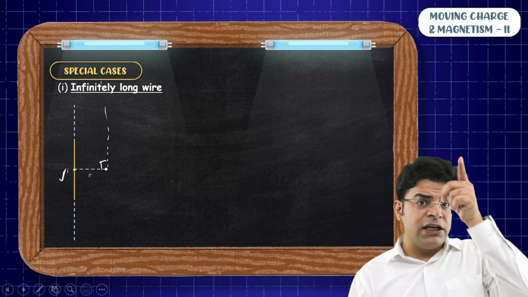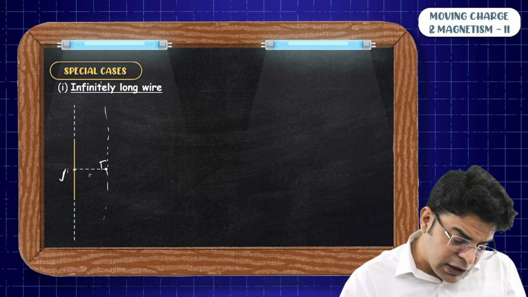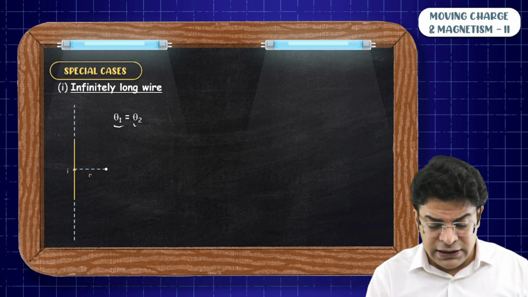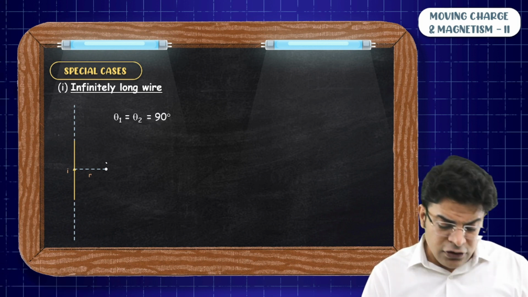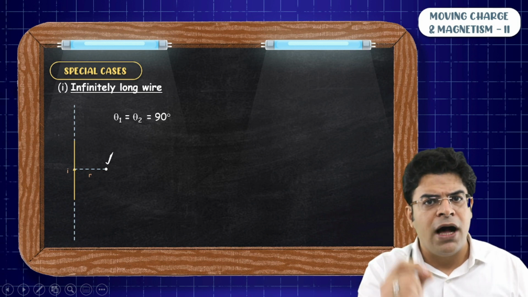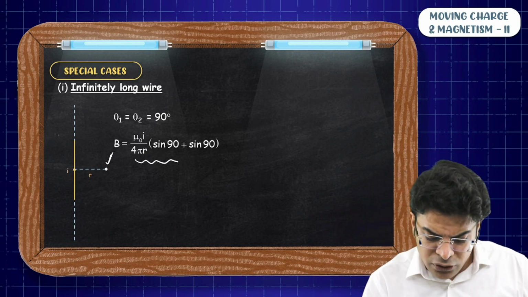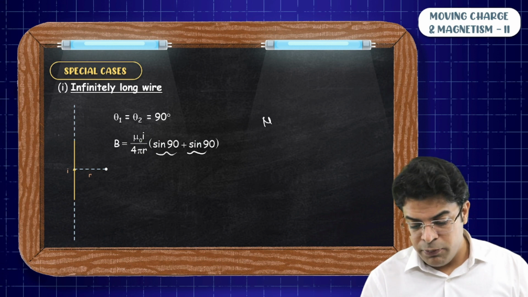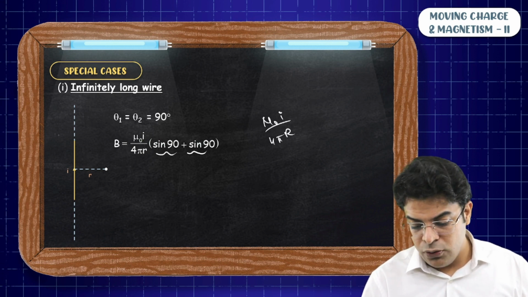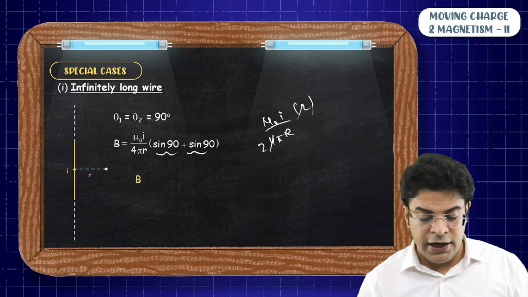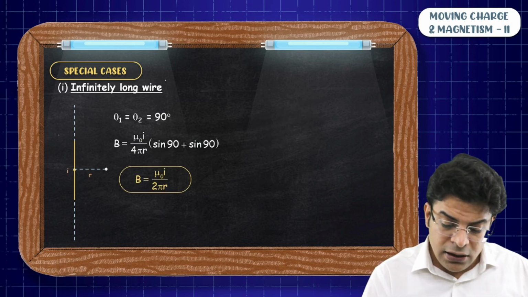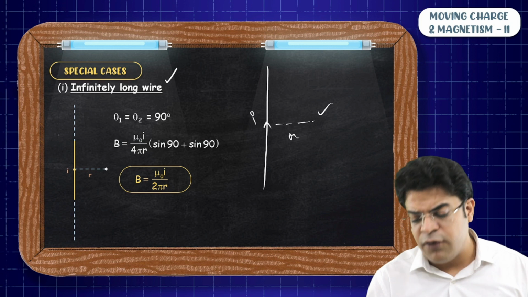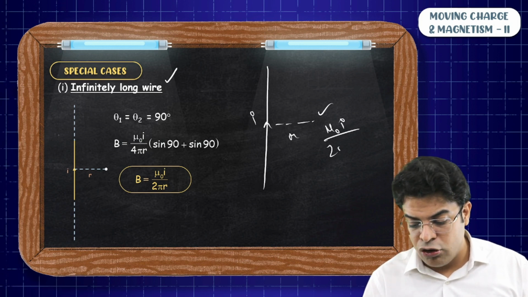This current carrying wire is infinitely large. So if you try to join it on the other side, again this angle is 90 degree. So you will say that theta 1 equals theta 2 equals 90 degree. So the strength of magnetic field at this point will be mu naught I by 4 pi r (sin 90 plus sin 90). Now you know that sin 90 is 1, sin 90 is 1. So this becomes 1 plus 1, that is 2. So you get mu naught I by 4 pi r into 2, that becomes mu naught I by 2 pi r. Now remember that the magnetic field due to an infinitely long current carrying wire at a distance r from it is given by mu naught I by 2 pi r.